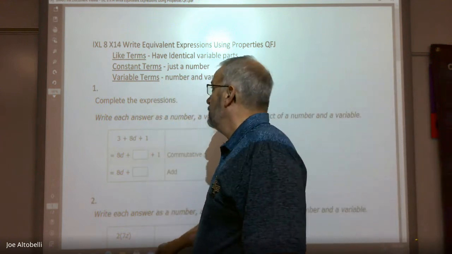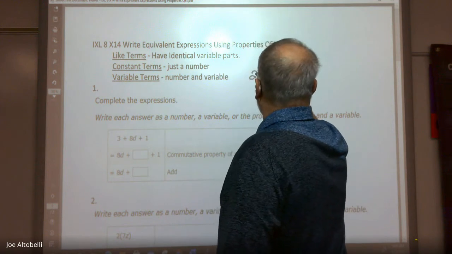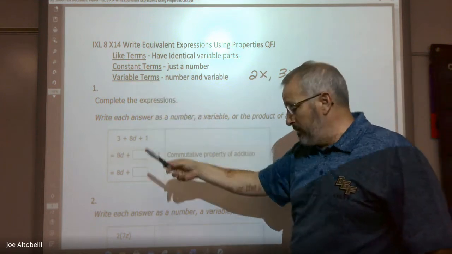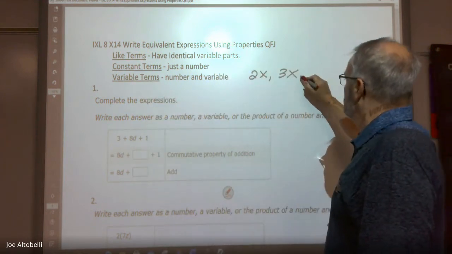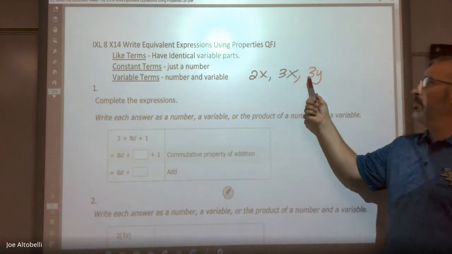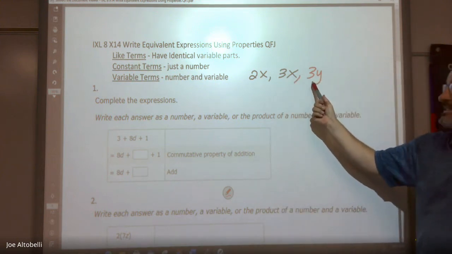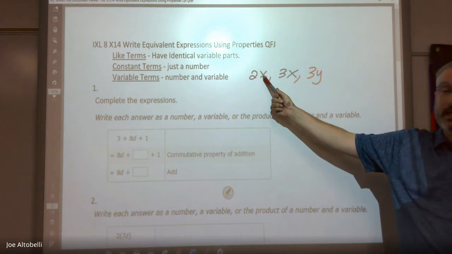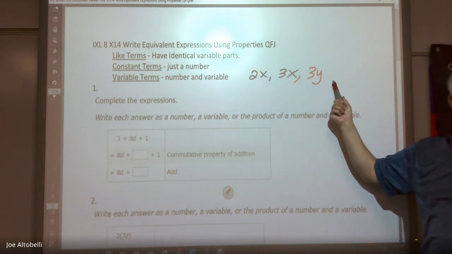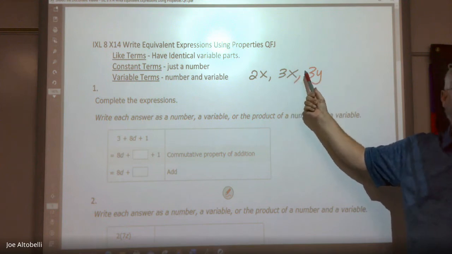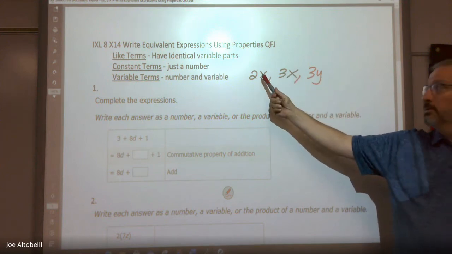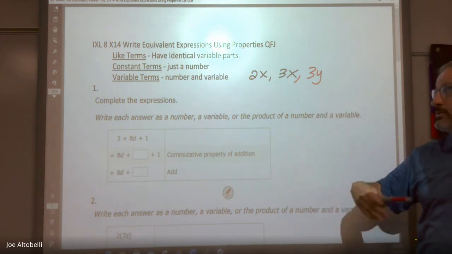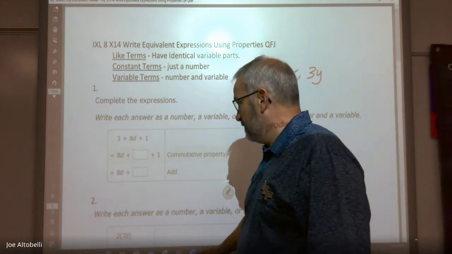Okay, so 2x, 3x, these are like terms and it's a variable term. 3y, it's a variable term, but it's not like these two, because this is an x, this is a y. So 3y and 3x are not like terms. The 2x and 3x are like terms. Does everyone follow that? And then you get into multiple letters as well, and so forth.